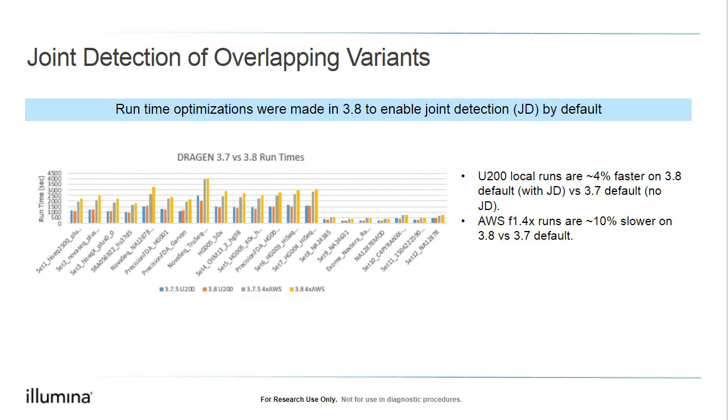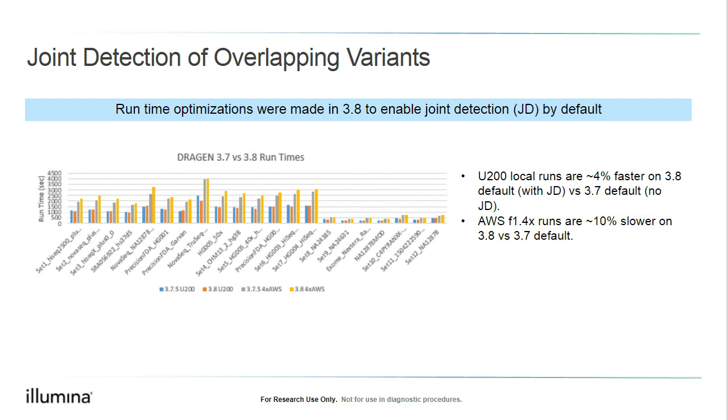So going to the small variant calling, if you remember in 3.7, we had introduced this concept of joint detection of overlapping variants in our variant caller. This was a feature that had helped us get extremely high accuracy in the precisionFDA challenge that had happened in the summer of last year. In 3.7, we did not enable this feature by default because we were hitting some runtime issues, and we didn't want to make the analysis slower for our customers. So that feature was available, but it was disabled. And customers could enable it if they were willing to take a little bit of a runtime hit.